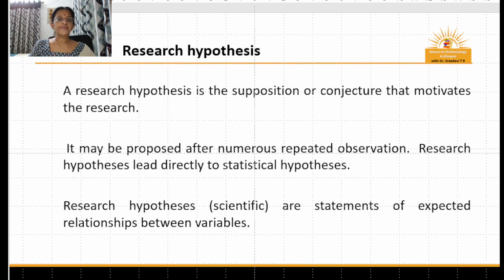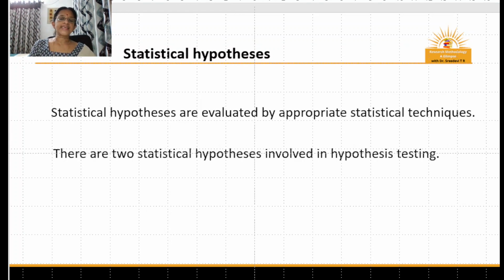So even though different types of hypotheses are stated, all these come under research hypothesis. Then comes statistical hypothesis. Statistical hypotheses are evaluated by appropriate statistical techniques. So here comes the use of statistics. So appropriate statistical techniques are used, like parametric test, non-parametric test, inferential statistics, to test the statistical hypothesis.